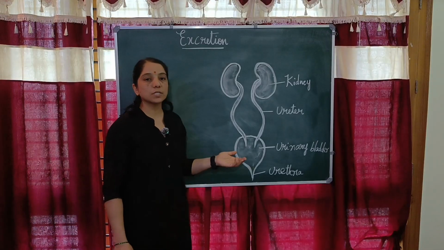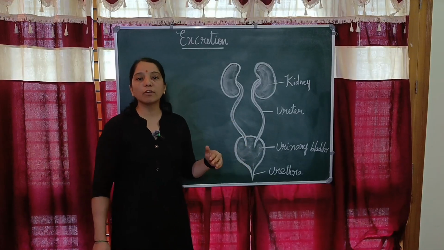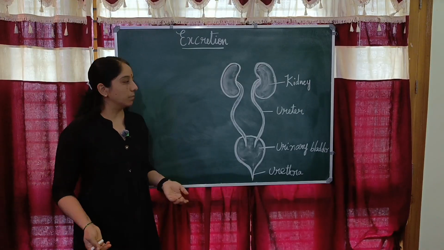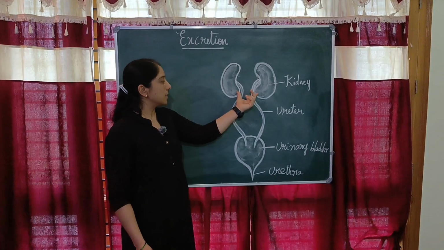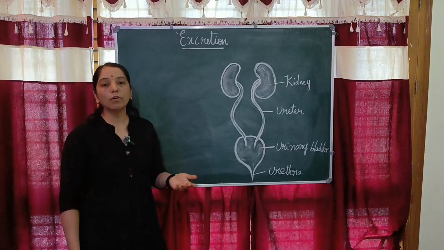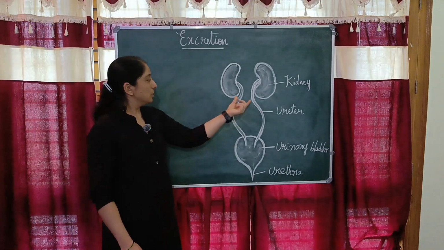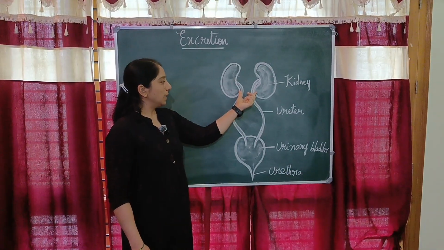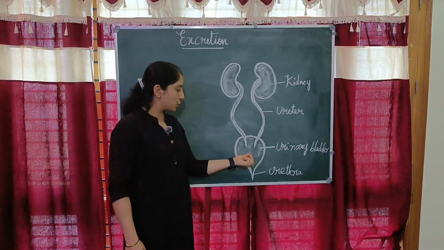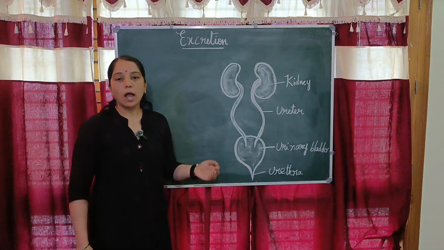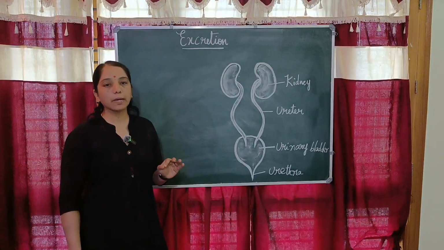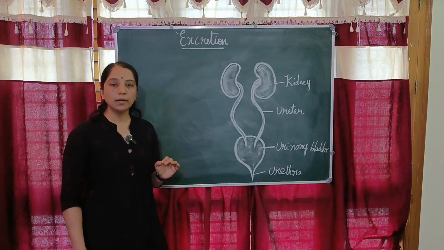Whatever the metabolic wastes which are present in the blood, those are filtered in the kidney. We all know that kidneys are present on either side of the abdomen. So those filtered units, that is in the form of urea and uric acid, are converted into urine. After conversion of urine in the kidney, that liquid passes through the ureter and is stored in the urinary bladder and comes out of the body through the urethra. So this is the simple mechanism of the excretory system in human beings.